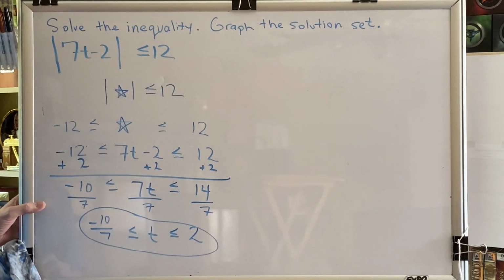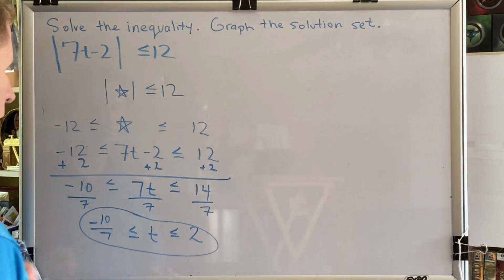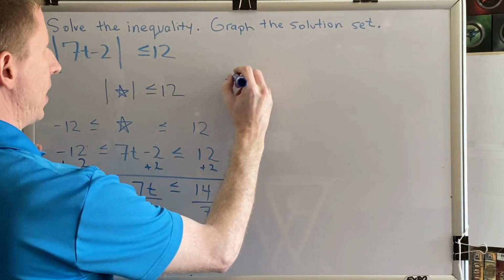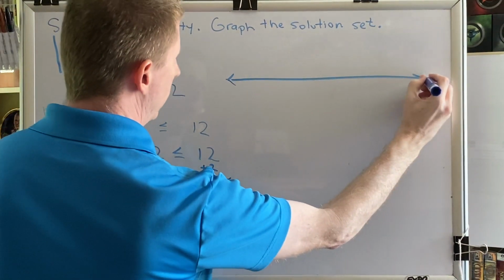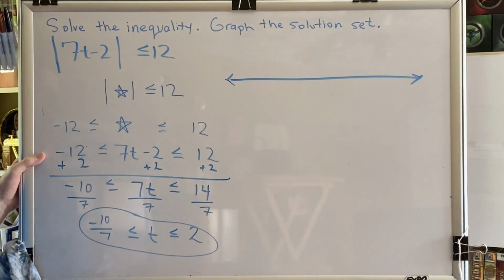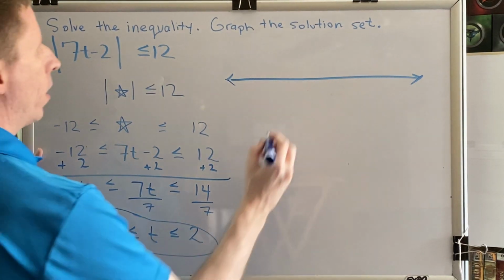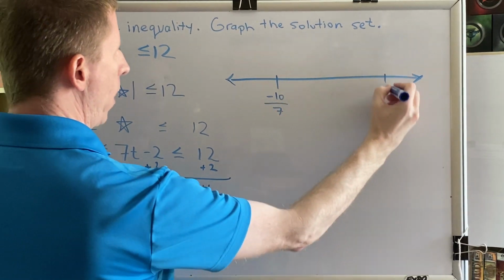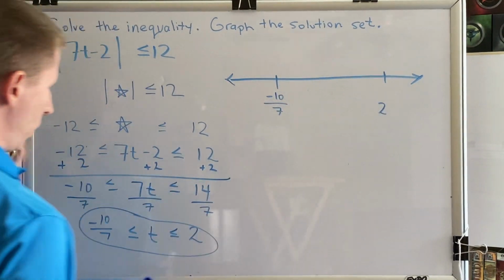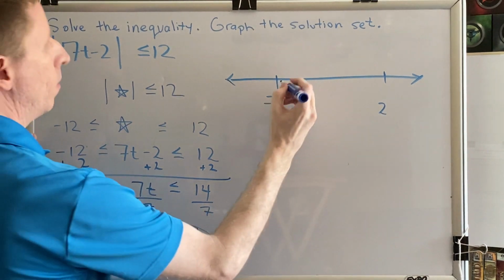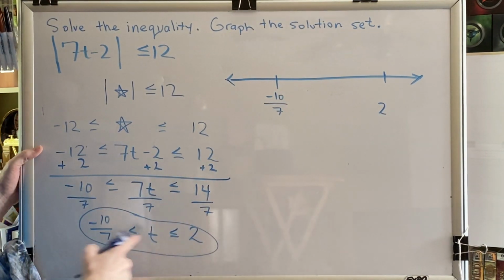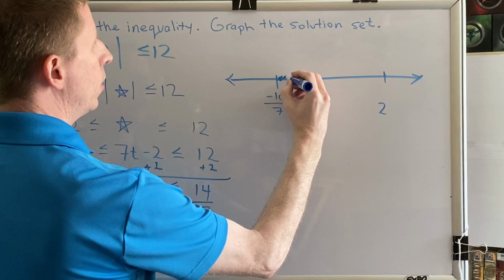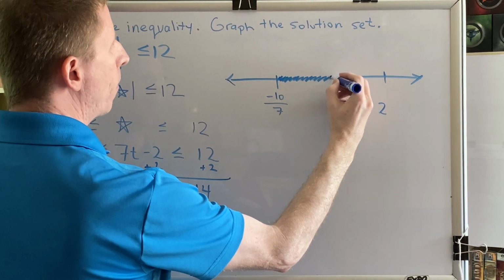So we've achieved the first part of this problem. Now we graph the solution set. Notice that the t is in between the -10 sevenths and the +2. So we create our number line. On the left we put the negative number, on the right we put the positive number, and we shade in between. This is what this means. T is in between these two numbers. So this is the shaded part of our number line.